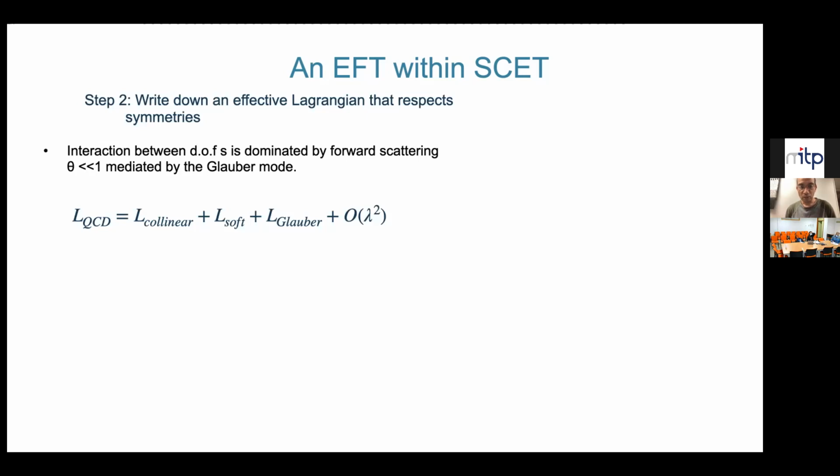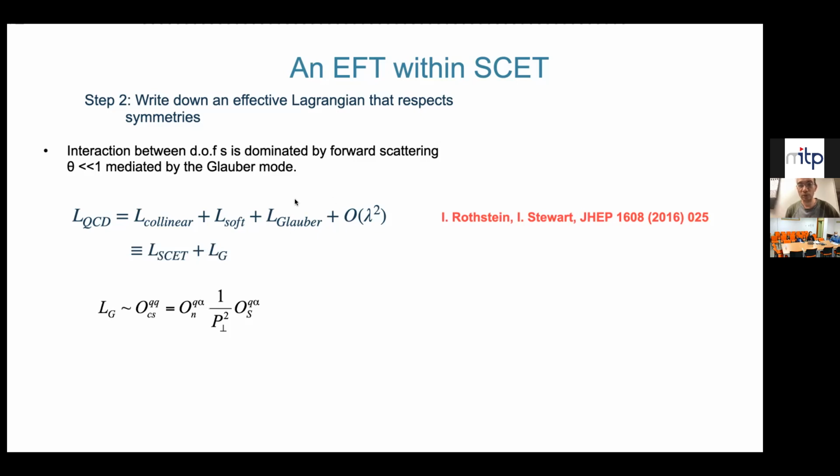What I can do now is decompose my QCD Lagrangian in terms of a collinear Lagrangian, a soft Lagrangian, and a Glauber Lagrangian. And this would be correct to leading order in my expansion parameter of my EFT. This was the subject of this paper, in which they rigorously proved how this EFT could be formulated for the Glauber mode. They showed explicitly that each of these operators can be constructed in a gauge invariant manner. In this case, I'm just going to show you what the Glauber operator looks like, because that's the one we are interested in. It's the one which is mediating the forward interaction between the medium and the jet.